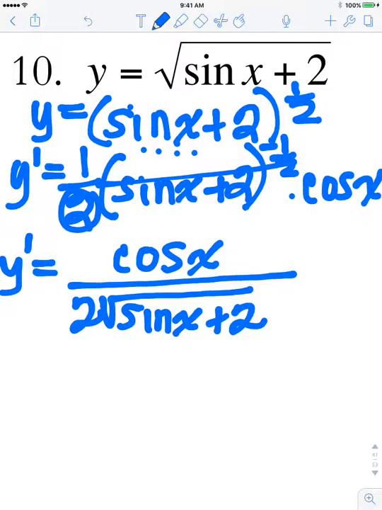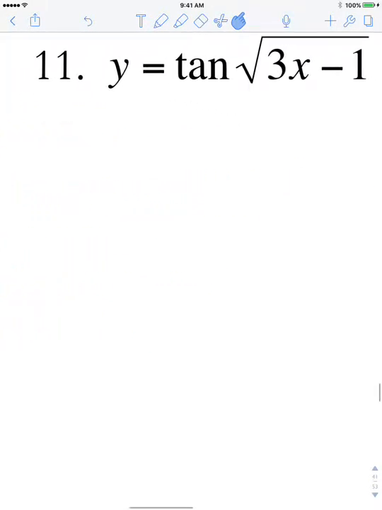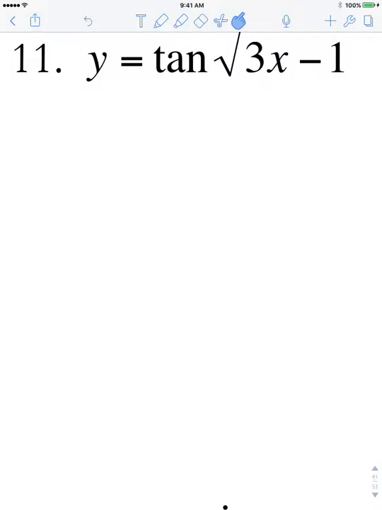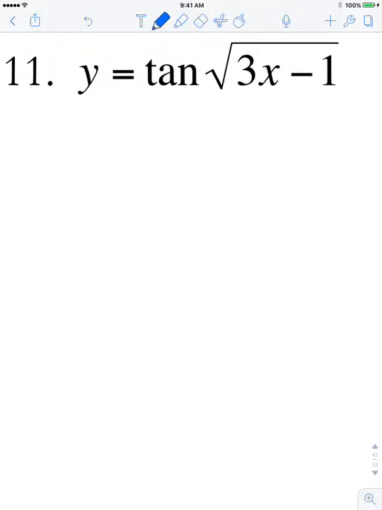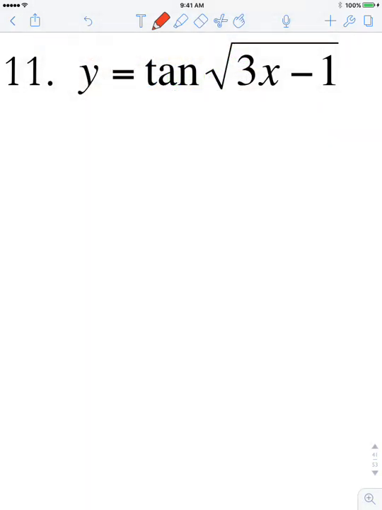And let's go on to number 11. Okay, and I'm doing all the odd ones in red and the even ones in blue, just to make it a little easier for you to read. And feel free to skip the video and just go to the problems you were having trouble with.